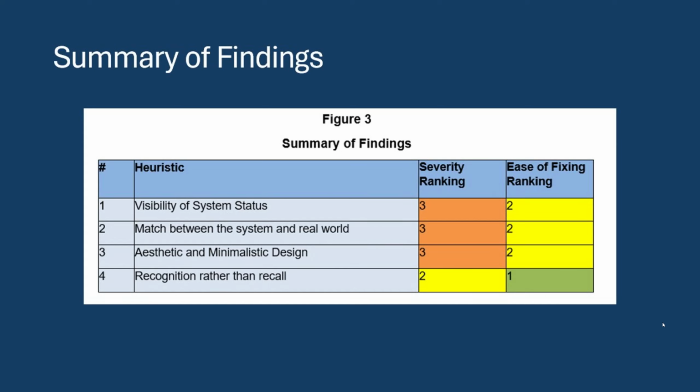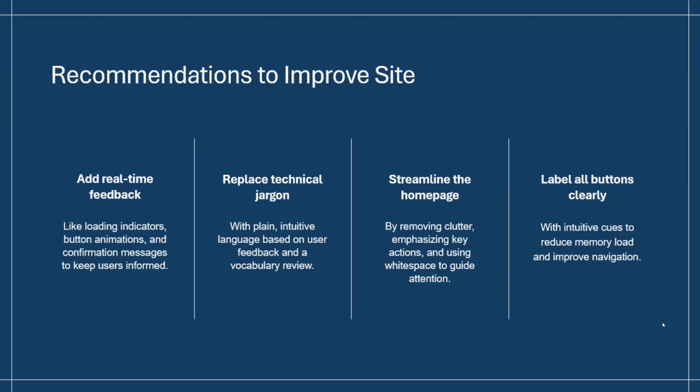To improve the site, we recommend the following. 1. Add real-time feedback, like loading indicators, button animations, and confirmation messages to keep users informed, addressing the visibility of system status heuristic. 2. Replace technical jargon with plain, intuitive language based on user feedback and a vocabulary review, addressing the match between the system and the real-world heuristic.